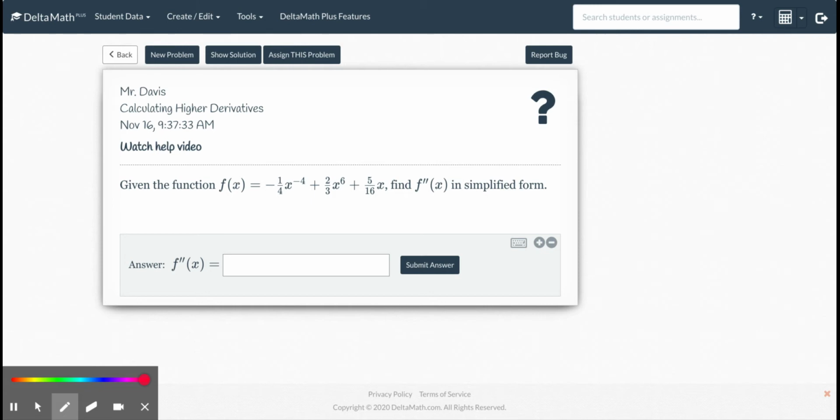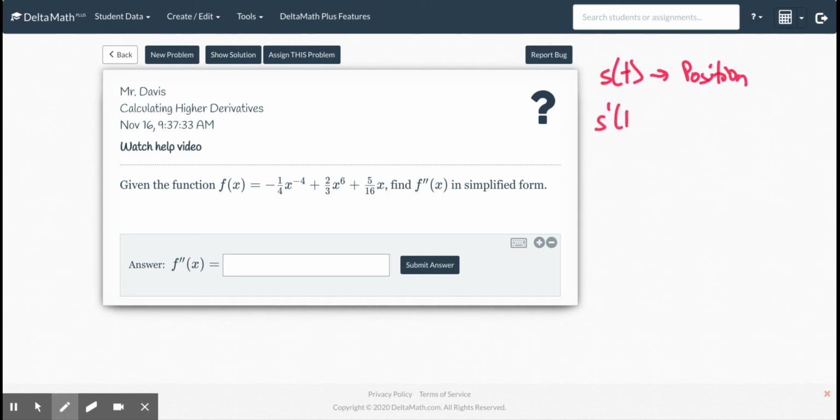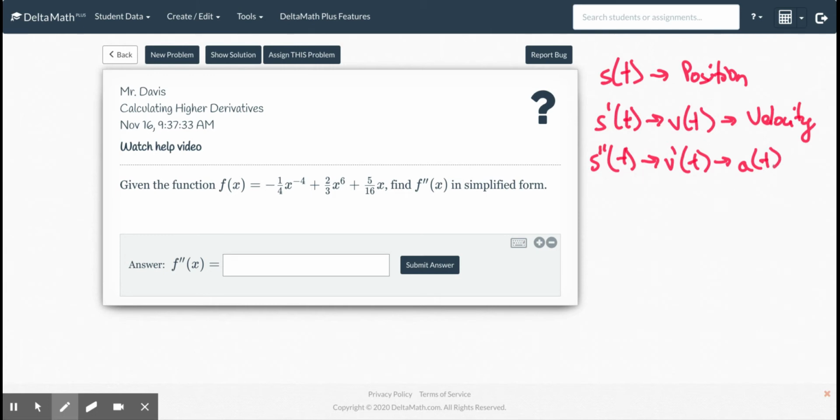An instance where you'll see this, and in future videos we'll spend a little bit more time on this, is S of t, which represents a position function. If we were to take the derivative of that, called S prime of t, that actually gives us what we're going to call V of t, which is the velocity function. And then if we were to take the derivative of that, in other words the second derivative of S of t, which would correspond to the first derivative of V of t, that gives us what we call A of t, which is acceleration.